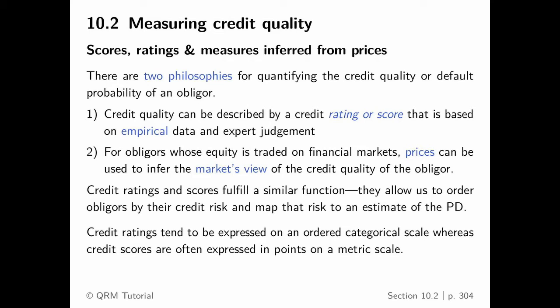Okay, so from now on we think about how we model credit risk, how we model default risk. And I just want to identify, we come back to the products later, I just want to identify two philosophies. One is the rating or scoring philosophy. That is, you collect empirical data about the payment records of obligors, and you score them based on their past behavior.